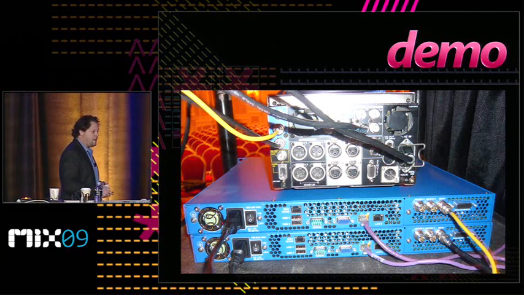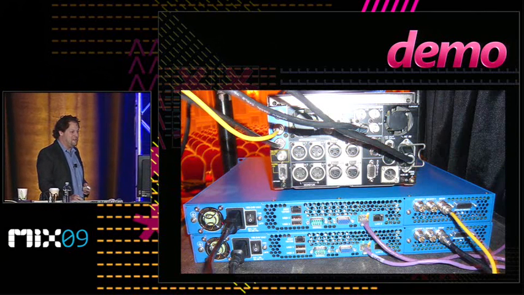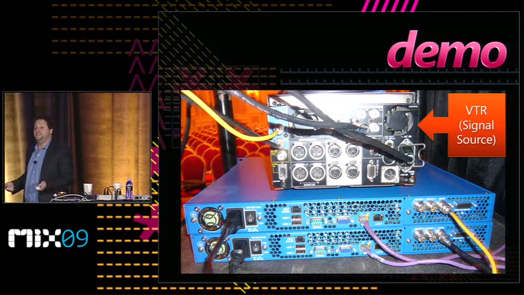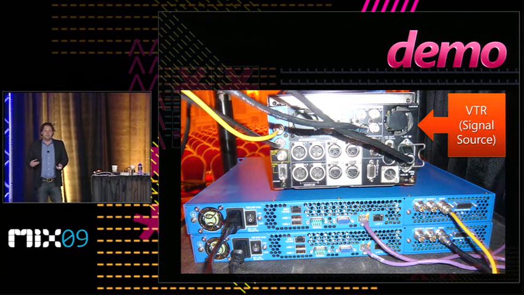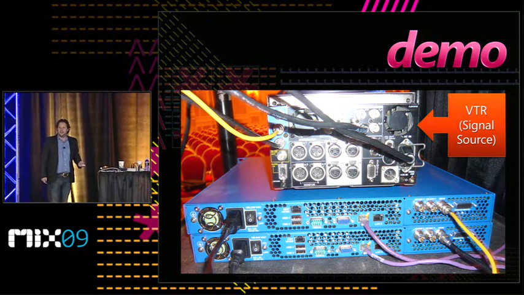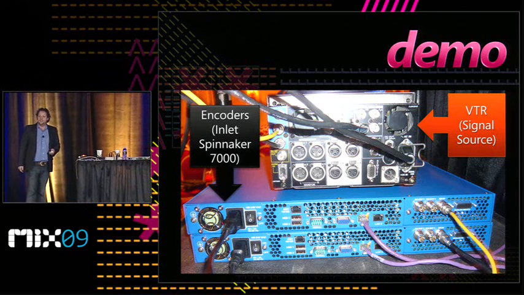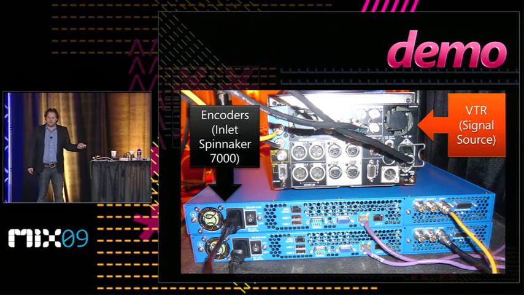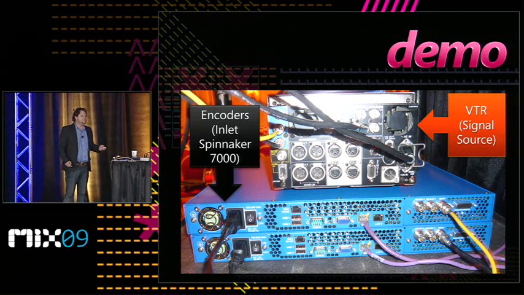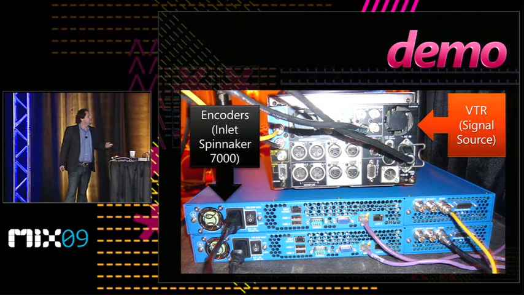For this demo, this is a quick snapshot from last night doing some demo setup. We have a VTR. We're using a VTR because we can load a tape in there, and we really wanted to challenge the encoders here. Throw some really challenging content. So you'll see some fast motion, high fidelity content coming in. Then we've got our Spinnaker 7000 encoders. These are HD capable, and they'll go HD, web, SD, mobile resolutions, really resolution independent.